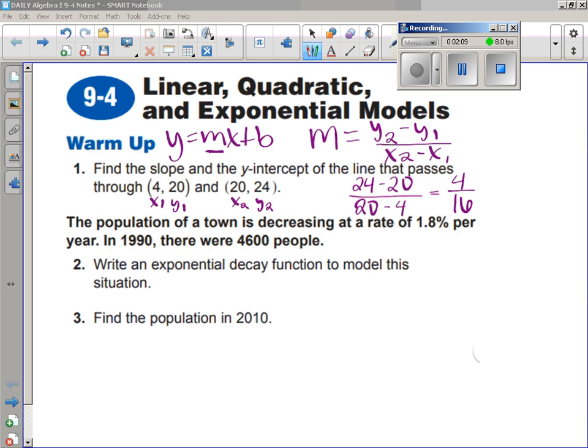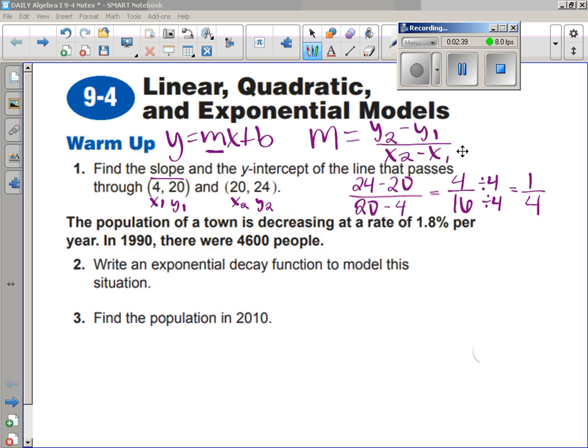Generally, once we do this, we want to look and see if anything simplifies. Can I reduce this fraction of 4 over 16? I can, because I can divide both the top and bottom number by 4. 4 divided by 4 is 1. 16 divided by 4 is 4. So the slope between these 2 points is 1/4. So we did that part.